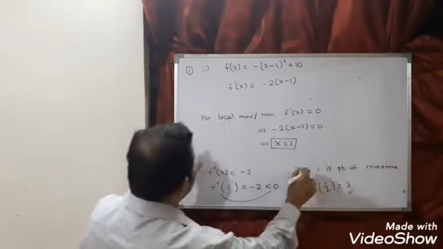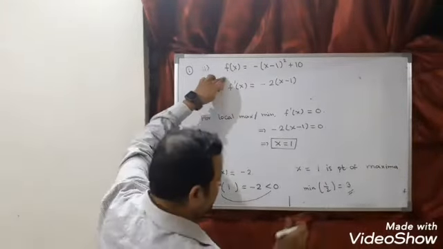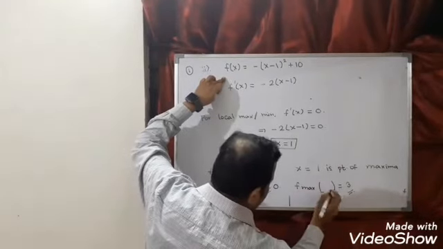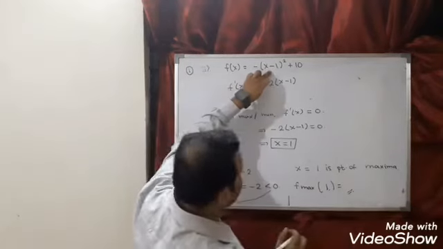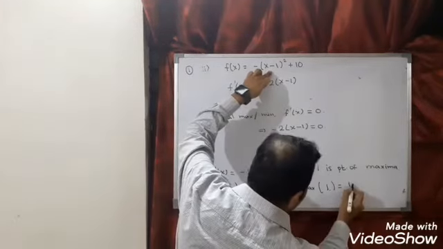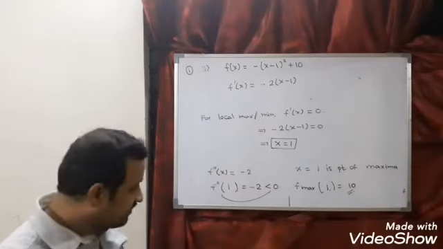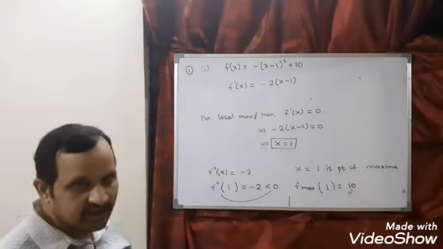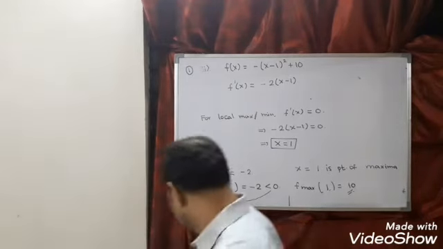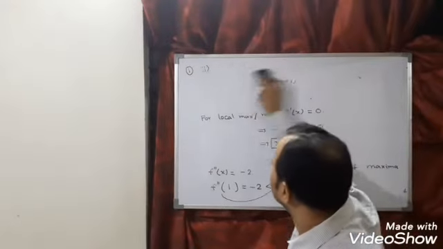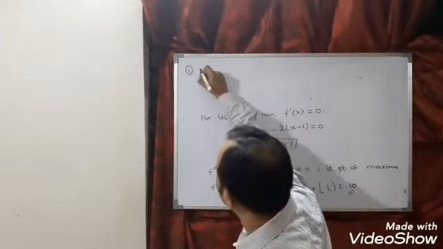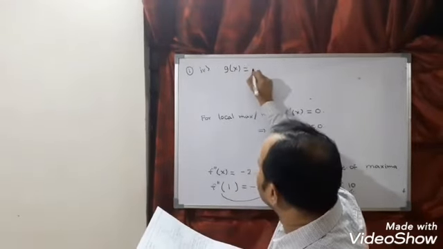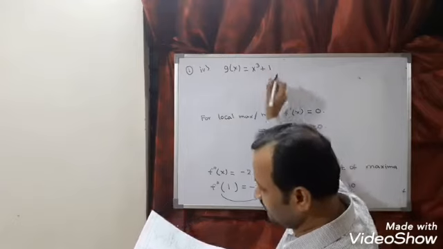And put this point in f of x, you will get the maximum value. So I can say f max at x is equal to 1 is equal to, so 1 minus 1 is 0. So you will get the answer equal to 10. So sometimes the first derivative is easy and sometimes the second derivative is easy. Let us see one more question. This is question number 4, and question number 4 is g of x is equal to x cube plus 1.